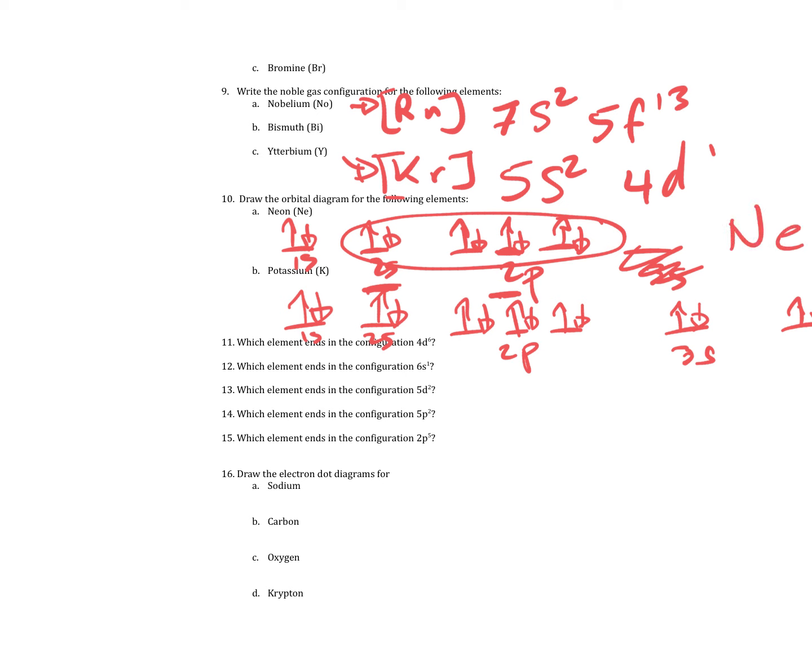The Lewis dot diagram for neon would look like this. I'm reviewing that, might as well. And then for potassium, it'll be just K with 1 dot.